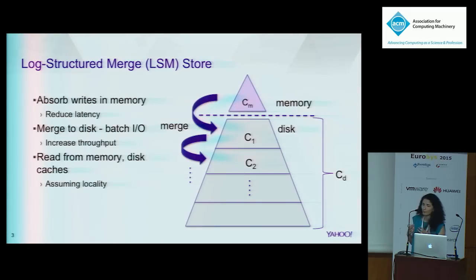A core property of LSM stores is absorbing the writes in the main memory component and merging them into the disk component when it is filled. This approach masks disk access latency from the application and allows improving throughput by performing sequential I/O. Read operations, get operations, access both the memory component and the disk component, and in case the workload is skewed with high locality, the access hits the cache most of the time.